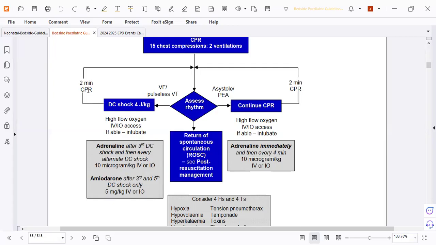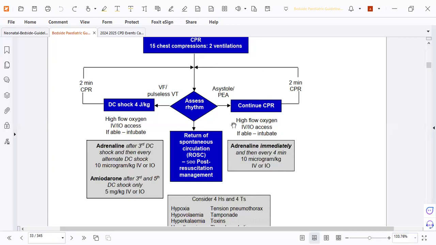Together with 2 minutes CPR, okay, and you have to assess the rhythm again. And you're gonna do the cycle again if you still have a pulseless ventricular tachycardia or shockable rhythm, okay? In here, you have unshockable rhythm, which is asystole. You're gonna keep going with the CPR for 2 minutes and then assess again.